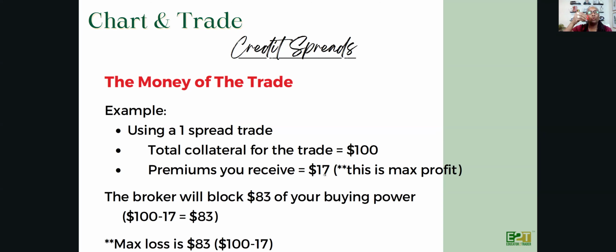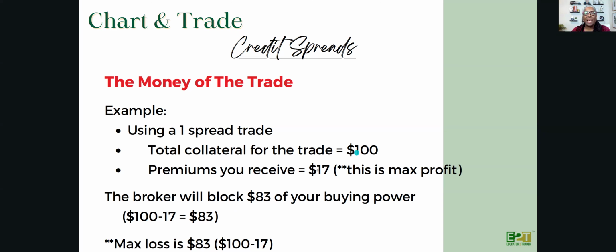If you want more money, you do more contracts. If you agree to sell it for 17, this is the max profit. You're not making any more money, no matter what the price does. It can run to the moon. You decided on $17, what you're going to get. Okay. The broker is going to block $83 of your buying power. Why $83? That's $100 minus the 17.